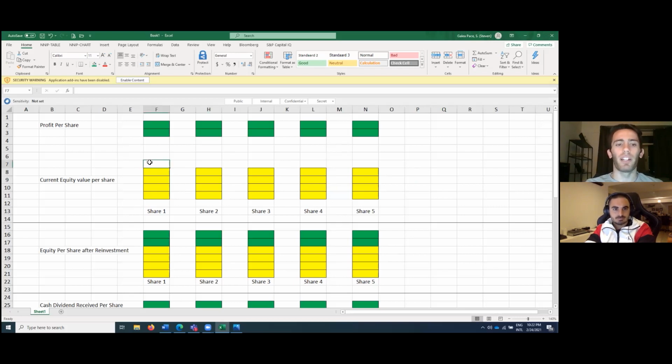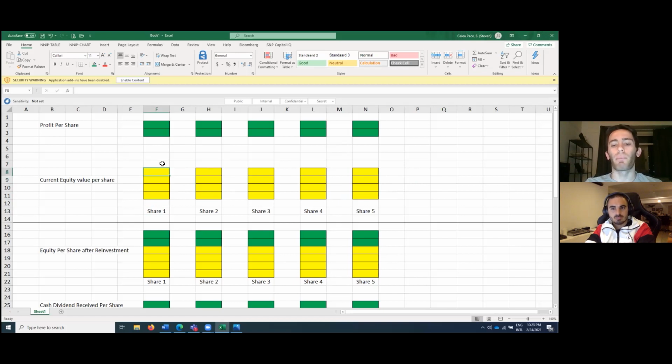So let's take above the line here. All here is what we currently have. So imagine the equity is 20. And imagine this company only has 5 shares. So each colored cell represents €1. So share number 1, it has an equity value of €4 per share. The same for share number 2 and all the rest.